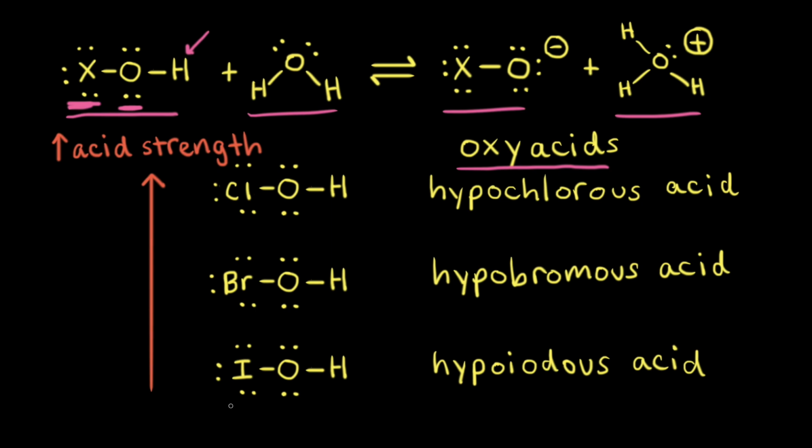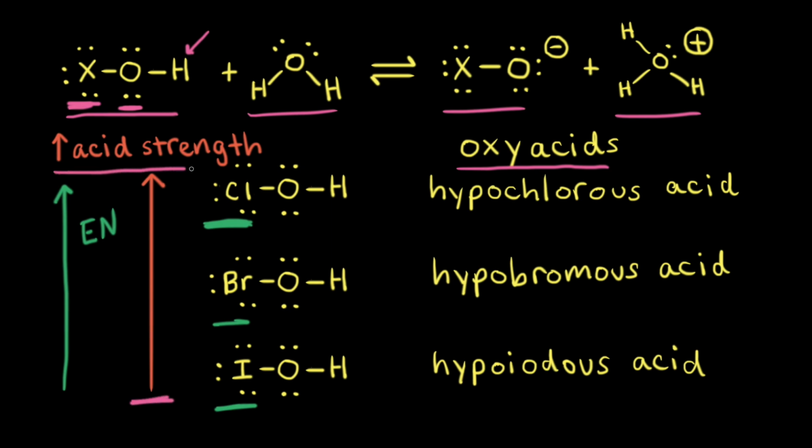For these three oxyacids, the halogens are iodine, bromine, and chlorine. And as we go from iodine to bromine to chlorine in group 7A on the periodic table, that's an increase in the electronegativity. So chlorine is the most electronegative out of these three halogens. And as we go up the group in our halogens, there's an increase in the strength of the acid. So hypochlorous acid is the strongest of the three. The main factor determining the strength of these oxyacids is the bond polarity, which is affected by the electronegativity of the halogen.